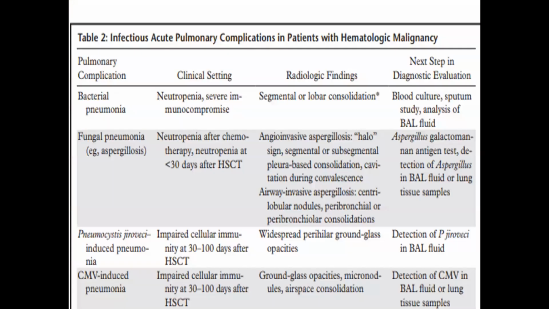Next slide, sir. These are the pulmonary complications and the radiological findings showing on different pneumonias like bacterial, viral, Pneumocystis jirovecii, and CMV-induced pneumonia. On the radiological findings, in bacterial it is a segmental or only a lobe consolidation, and in aspergillosis pneumonia, halo sign, as I already described, with segmental, subsegmental, and pleural-based consolidations. In Pneumocystis jirovecii, widespread perihilar ground glass opacities, and in CMV, micronodules and airspace consolidation which involve both lungs. Next, sir.